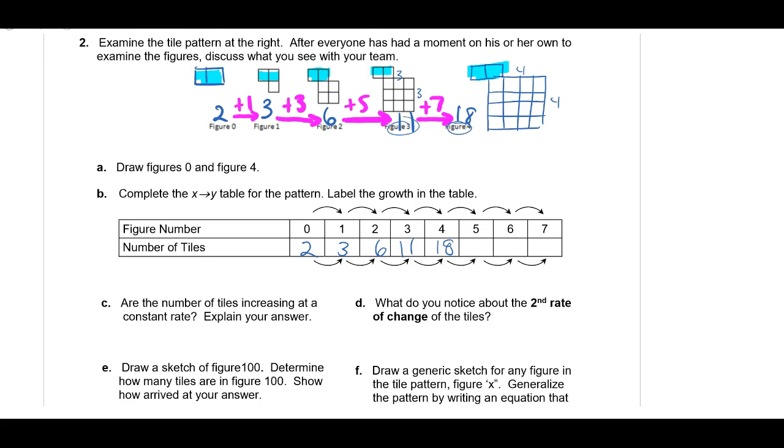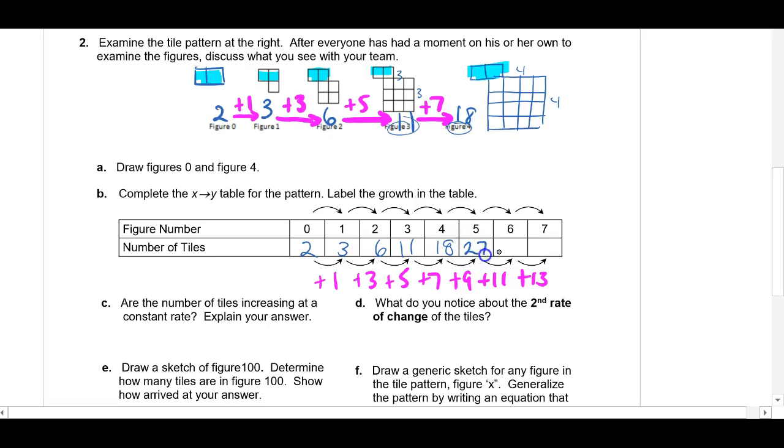Well, let's look at the pattern again. The pattern was plus 1, plus 3, plus 5, plus 7. So let's write that pattern here. That means the next one must be plus 9, and then plus 11, then plus 13. That's the change that we're going to have. So now 18 plus 9 would be 27. 27 plus 11 would be 38. And then 38 plus 13 would be 51.